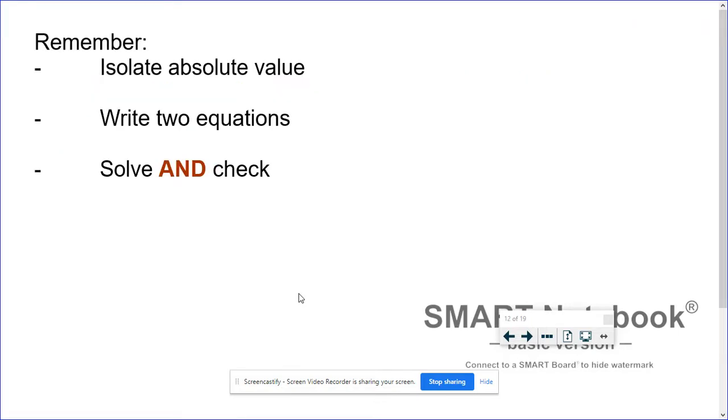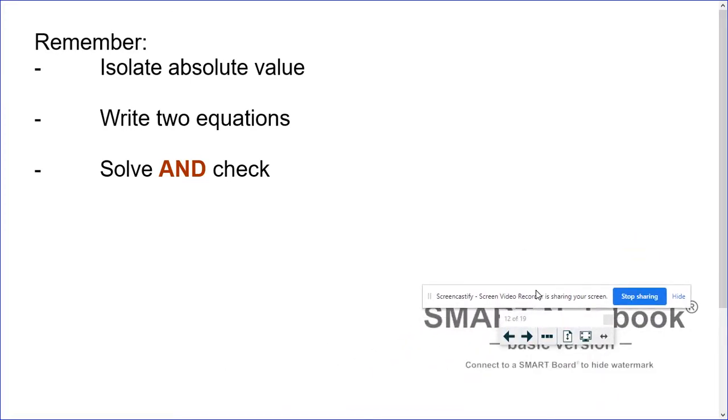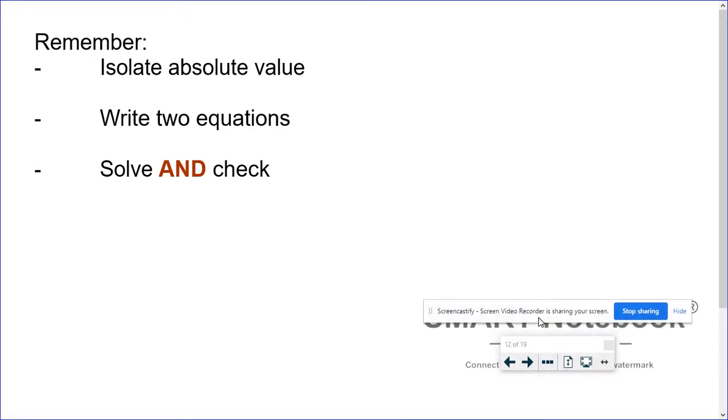So remember our rules for yesterday. Isolate the absolute value bars. Then you're going to split it into two equations, and then you solve and check. What you're going to find is that for absolute value inequalities, it's not much different. One big difference, and we'll look at that.